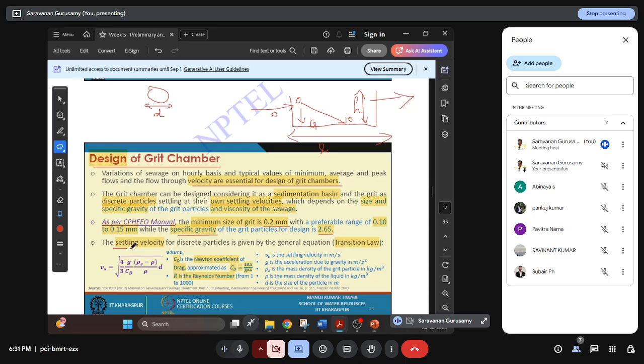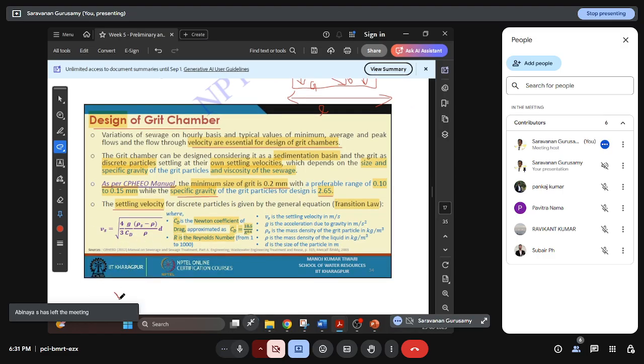If you have a settling velocity formula, this is based on Newton's law: settling velocity vs equals root of 4/3 g/Cd. Cd is the drag coefficient, g is the acceleration due to gravity, and (unit weight of solids minus unit weight of water) by unit weight of water, this is 1000 always, into d, the diameter of the particle.